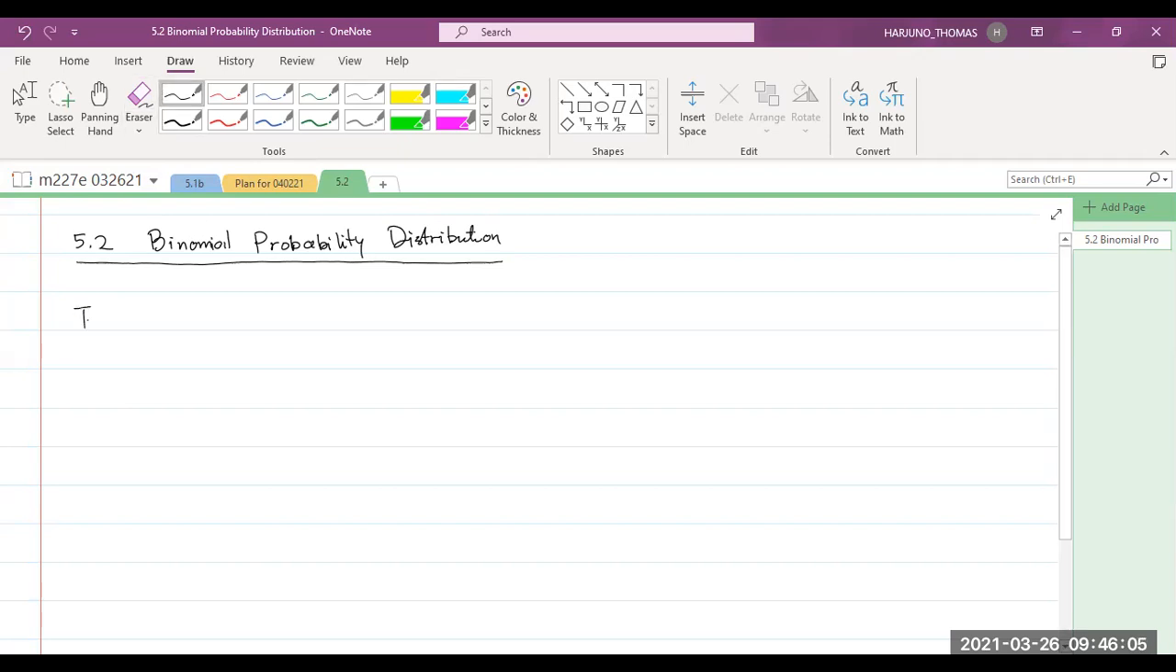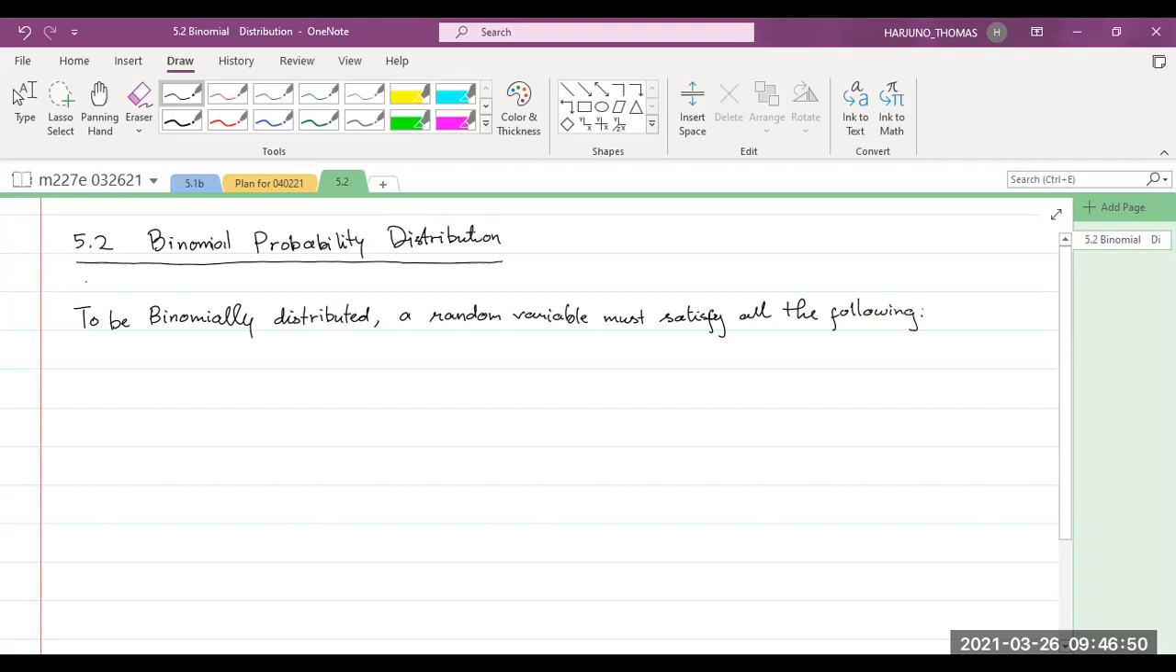Okay, to be binomially distributed, a random variable must satisfy all the following requirements. The first one, the number of trials n is fixed. Yeah, I will put an example on the right-hand side here.